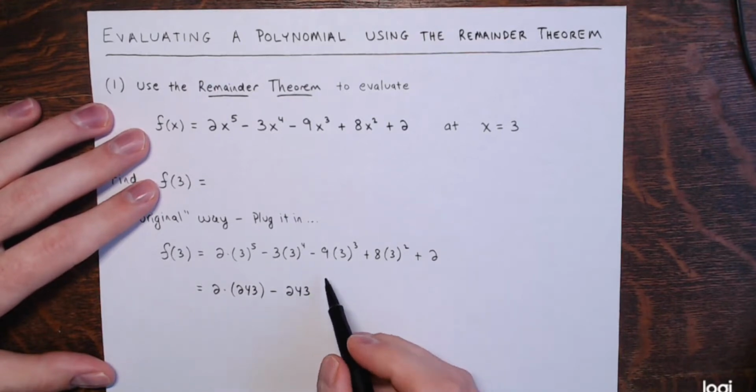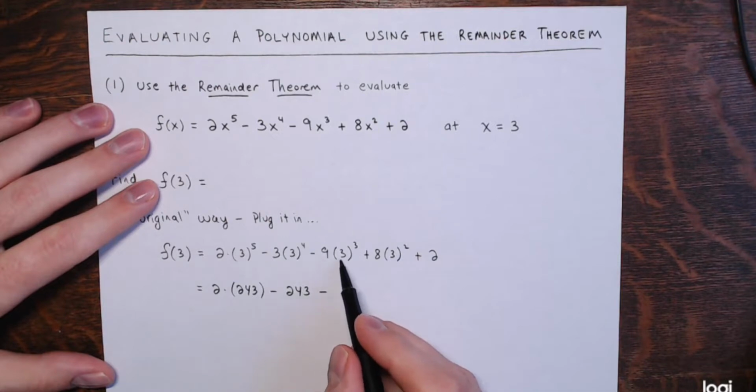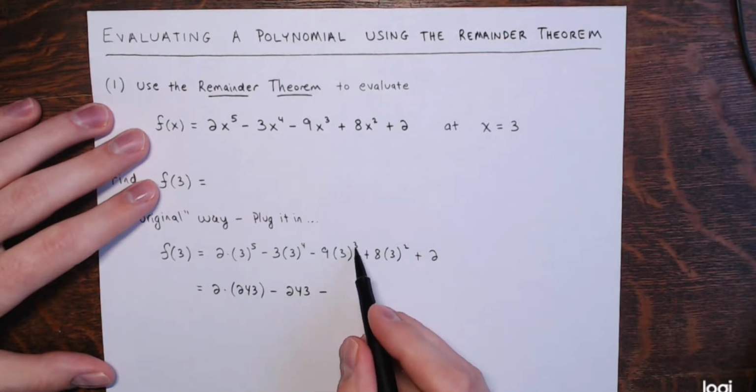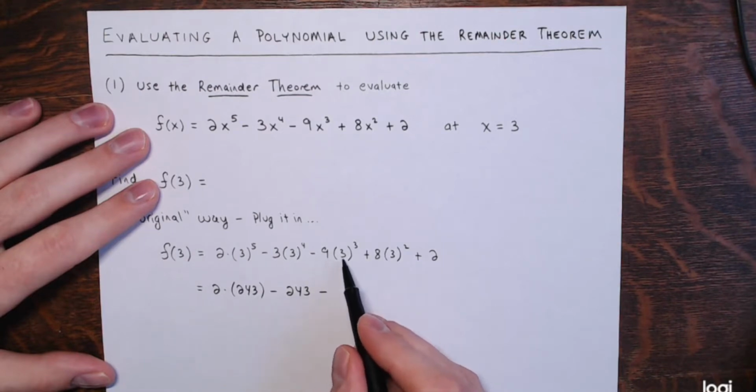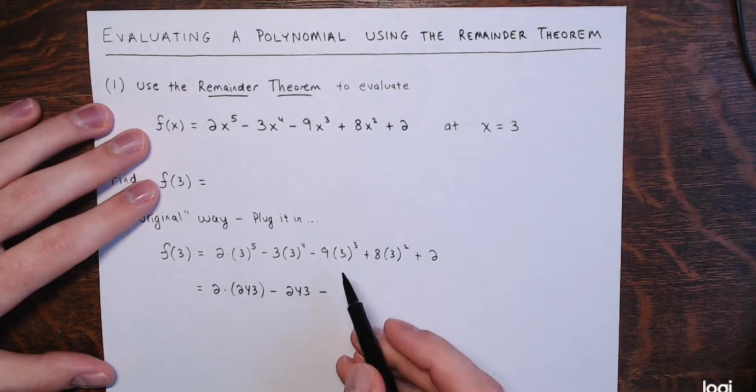Then minus, now here's another one where 3 to the third is 27, but then times 9, that's another 3 squared. This is another 3 to the fifth. That's another 243.